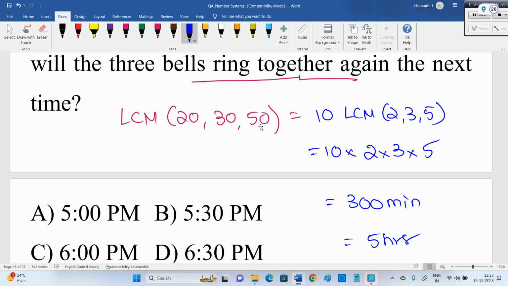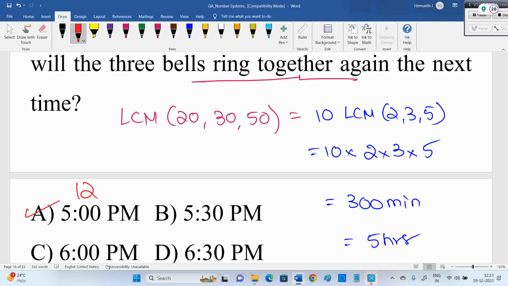They may ask you about the second time meeting. Second time they ring together means 10 p.m. After 12 p.m., first time they'll meet at 5 p.m., second time at 10 p.m. Every 5 hours, it keeps going. All three bells are ringing together every 5 hours. So after 12 noon, 5 hours means 5 p.m., the next 10 p.m., and it will keep going.